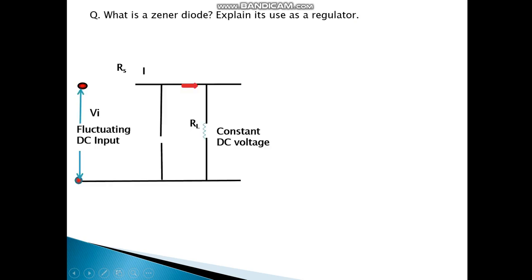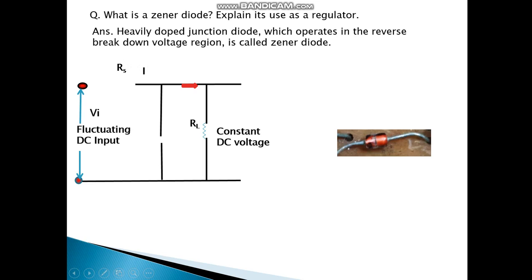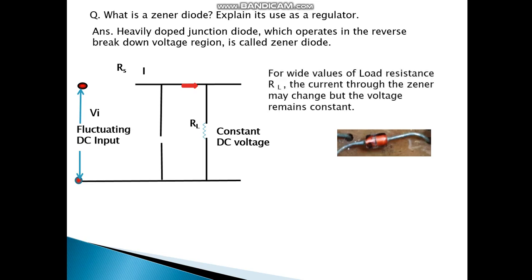Now let us see what is a Zener diode and explain its use as a regulator. The input fluctuating voltage, which we got for example from a rectifier, can be converted to a constant voltage using a Zener. A Zener is a heavily doped junction diode which operates in the reverse breakdown region. For wide values of load resistance RL, the current through the Zener may change, but the voltage remains constant.